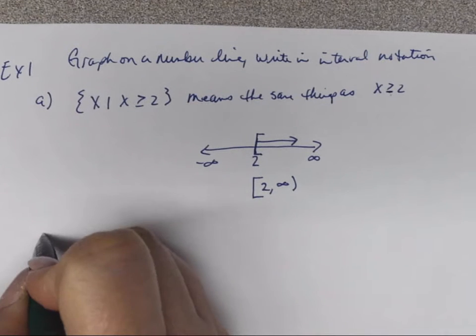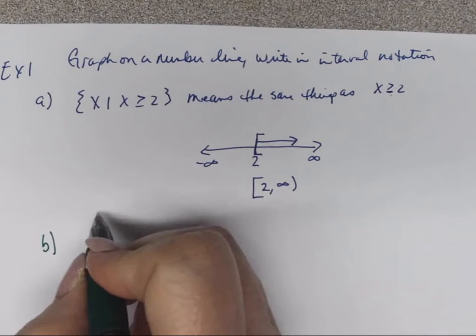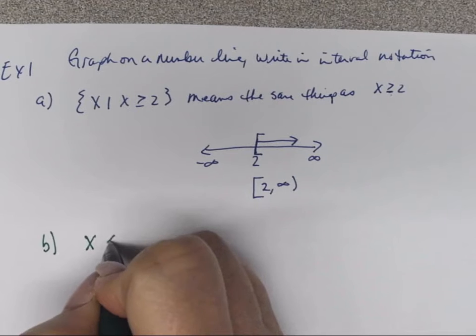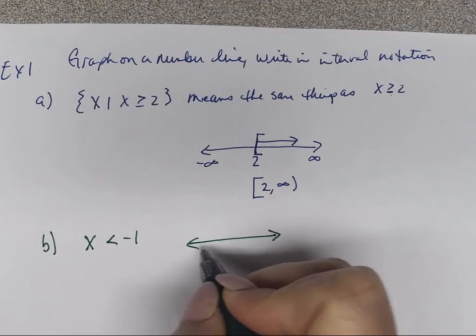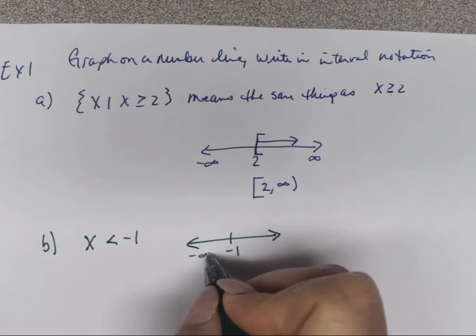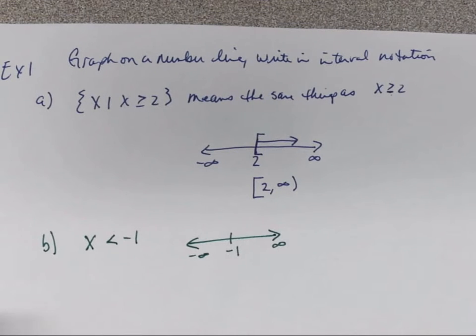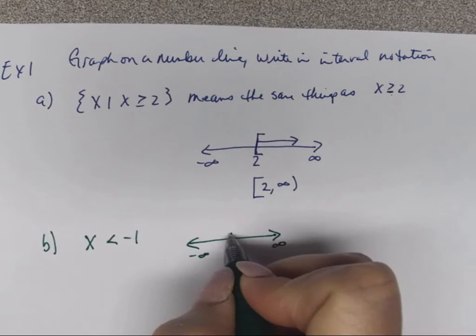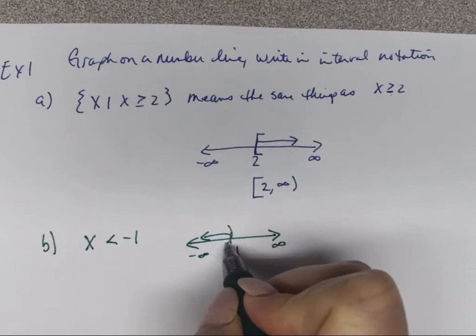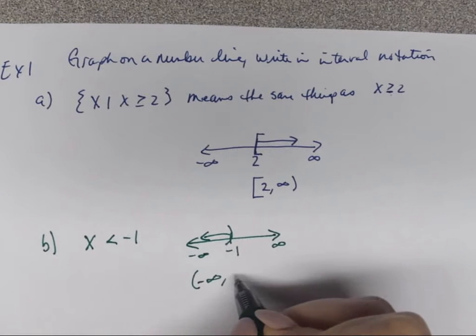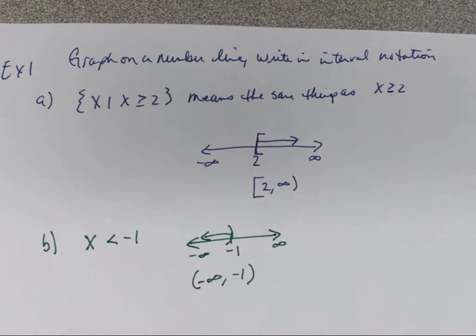All right, let's do another example. We have x is less than negative 1. Draw our number line: negative 1, negative infinity, and infinity. X is on the small pointy side, so it's less than. When it's less than, it goes to the left. Because it doesn't have the equal to, it will get a parenthesis. So it'll be negative infinity to negative 1 with a parenthesis.